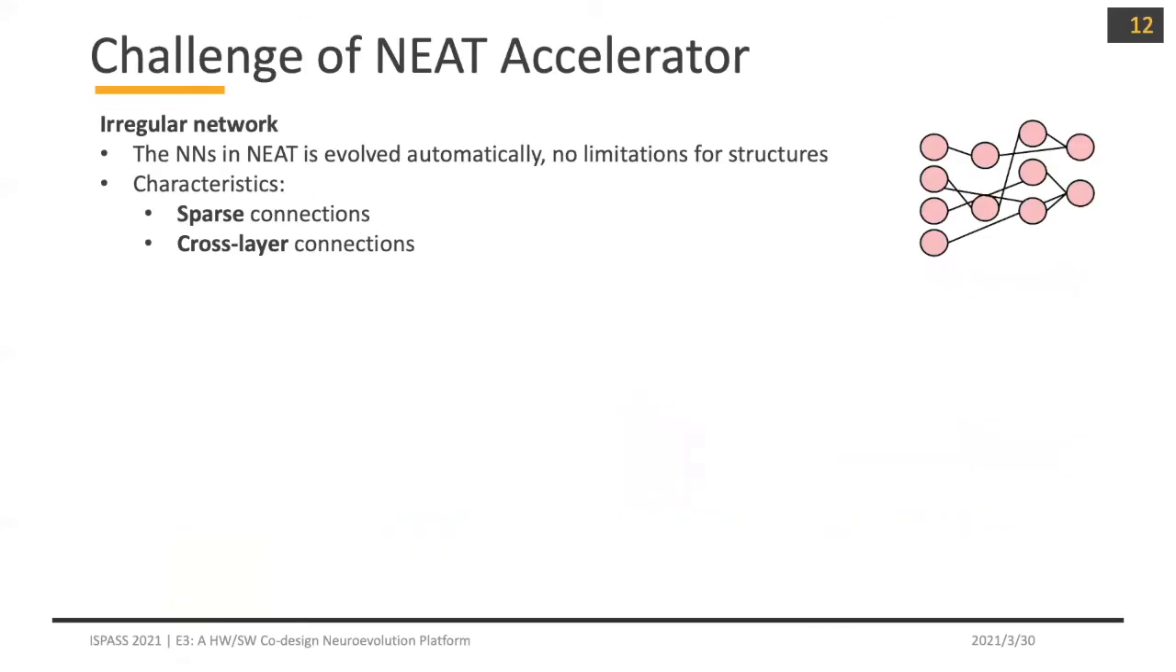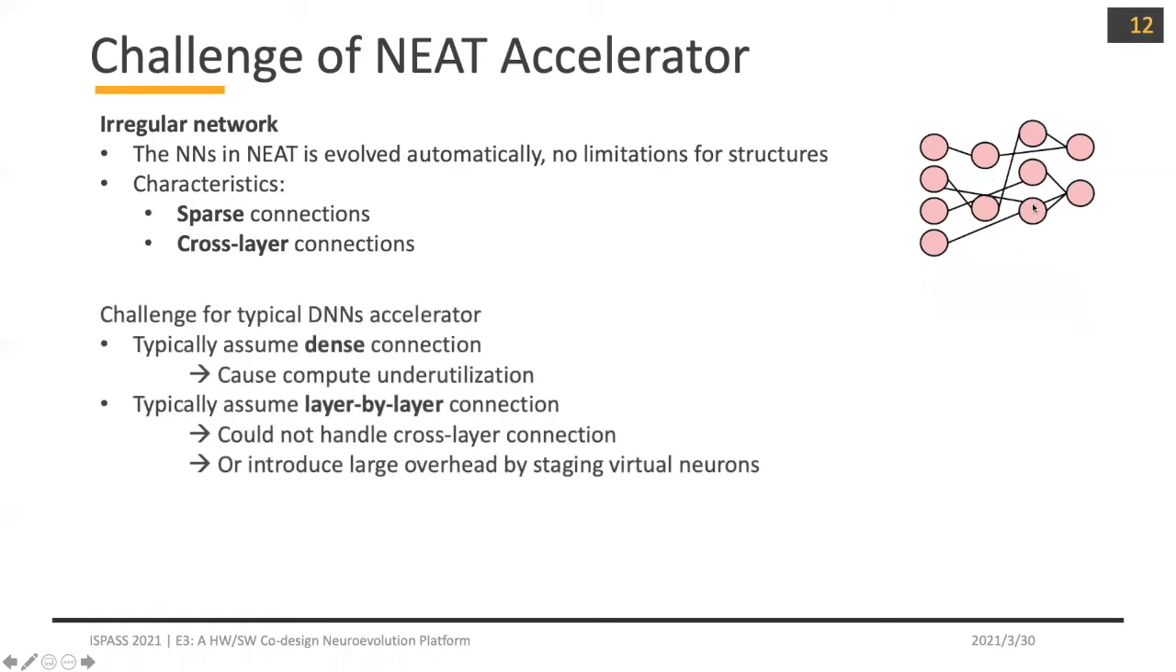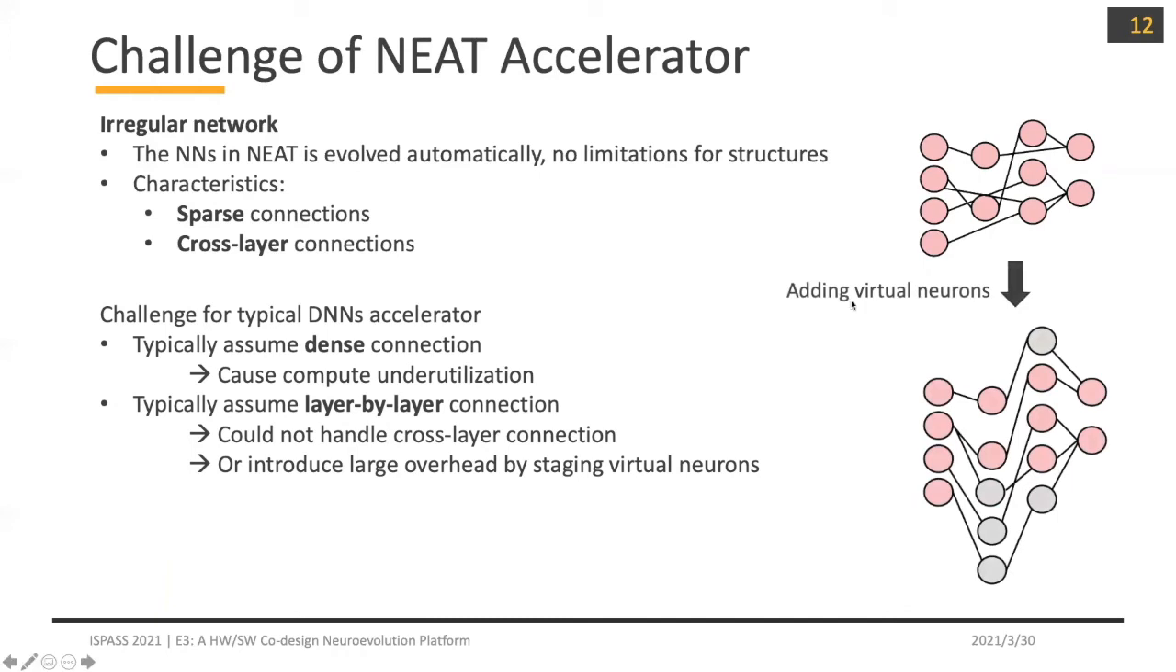There are some special challenges in a NEAT accelerator. One of them is irregular networks. Because NEAT allows the neural network to evolve without any constraint, it has two characteristics. The network could have sparse connections, as you can see here, and it also has cross-layer connections, as you can see here. It will put some challenge to the typical DNN accelerator. Some DNN accelerators assume dense connection, which causes compute underutilization. Some DNN accelerators assume layer-by-layer connection, so they could not handle the cross-layer connection, or would introduce large overhead by staging virtual neurons to make it layer by layer.